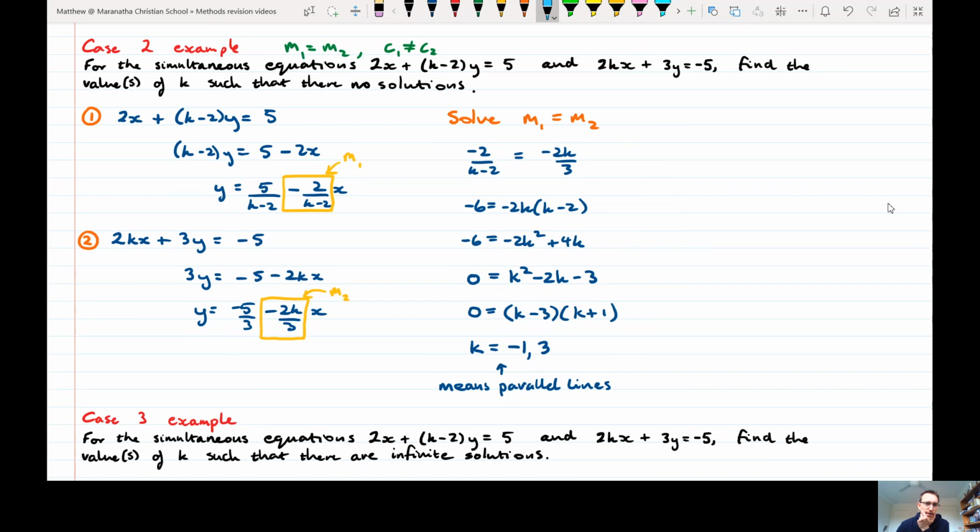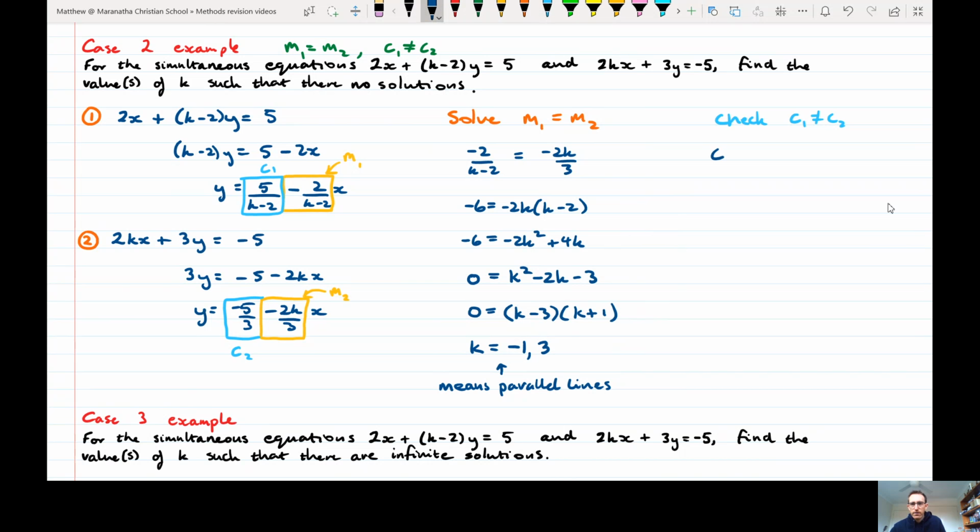So over here, these are our y-intercepts. That's C1 and that's C2. So essentially what I do now, you can see C2 is a constant. So we know we're going to solve, or rather check, I'm going to check these values to make sure they're not the same.